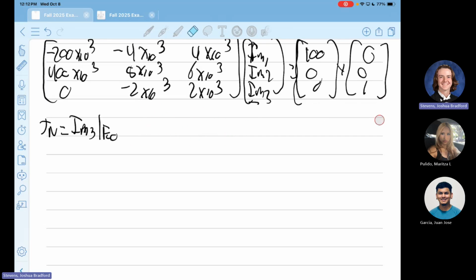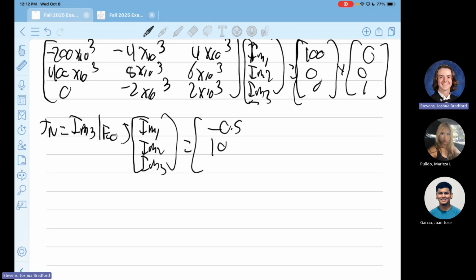So in this case, after I put in all the values, my mesh currents become IM1, IM2, IM3 equals negative 0.5, 100, and 100 milliamps. So what is Jn, at E naught, or when, I'm sorry, when E naught is equal to 0. I never fully finished that. That's my bad. Did that make sense, though? Okay, cool. My bad.